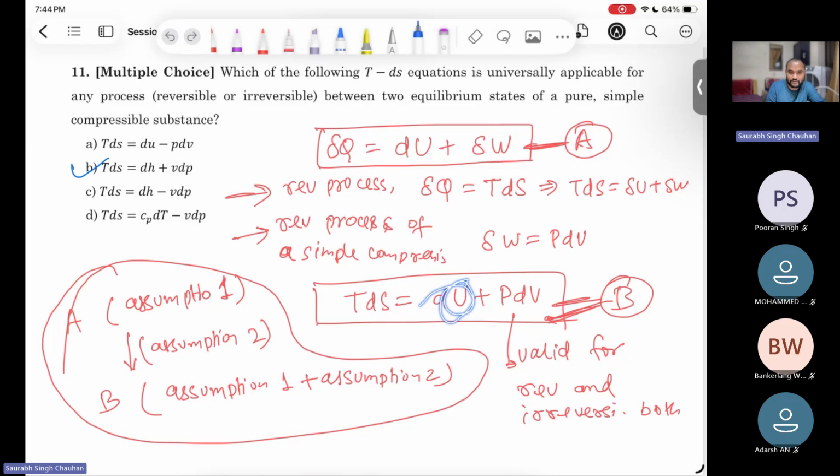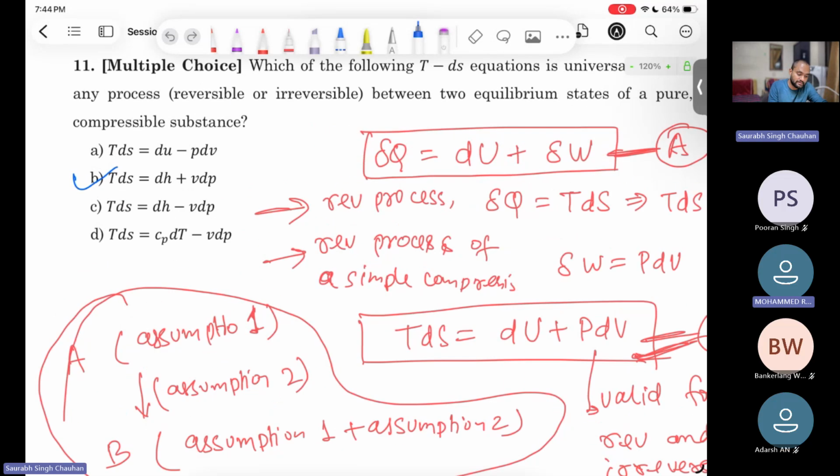Internal energy, again a point function. It is a property. Pressure, again a thermodynamic property. It is a point function. Volume, again it is a point function. It is a thermodynamic property. So all the variables involved in the final equation B are point functions. So this equation has to be valid for all. For this equation, we need only the final and initial point. In between, whether the process was reversible or irreversible, that doesn't matter. So for that reason, it is valid for all the processes.